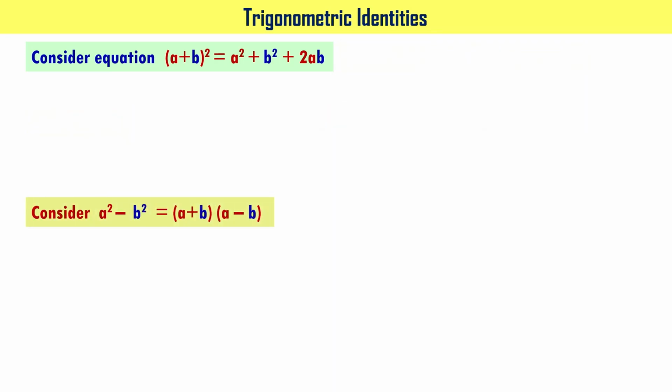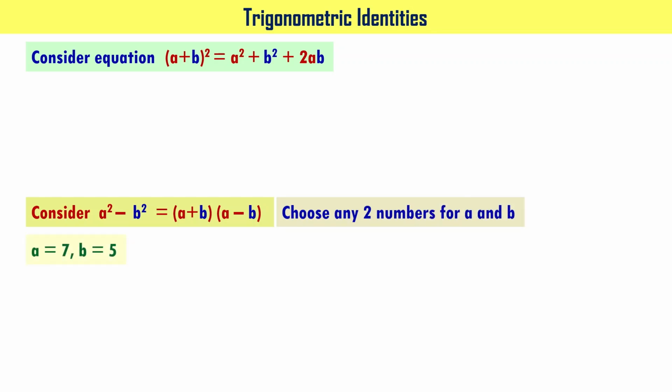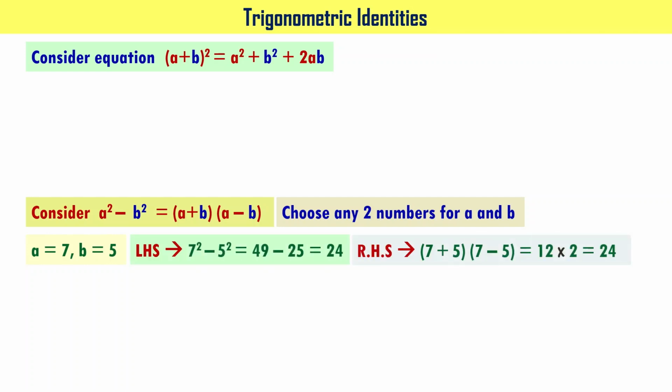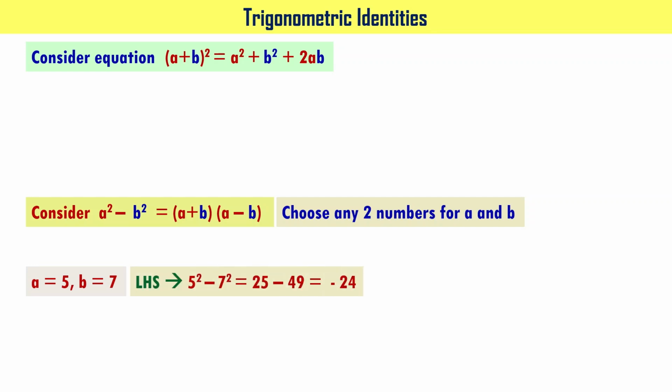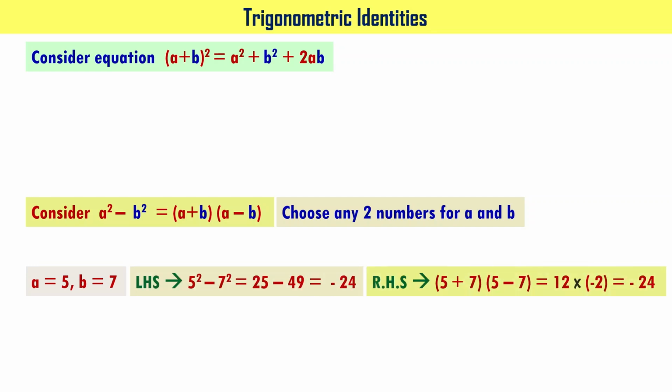Let's consider a square minus b square, that is equal to (a plus b) times (a minus b), right? Let's choose any two numbers for a and b. A equal to 7 and b equal to 5 is the pair I have chosen. For that, LHS equal to 24 and RHS is also equal to 24, right? For a equal to 5 and b equal to 7, LHS becomes minus 24 and RHS becomes minus 24, right?